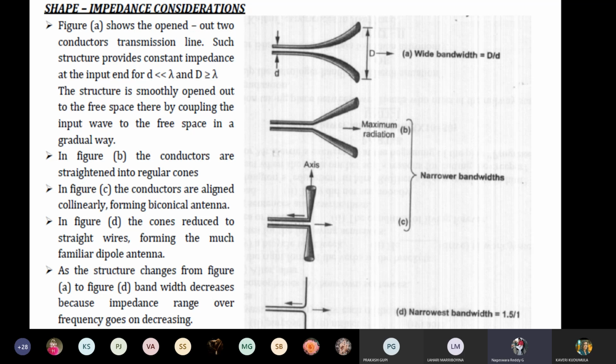In figure C, the conductors are aligned collinearly, forming a biconical antenna. In figure D, the cones are reduced to straight wires, forming the much familiar dipole antenna. As the structure changes from figure A to figure D, the bandwidth decreases because the impedance range over frequency goes on increasing.